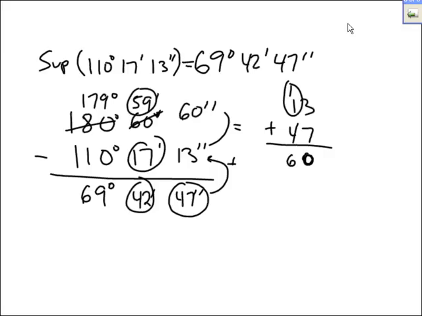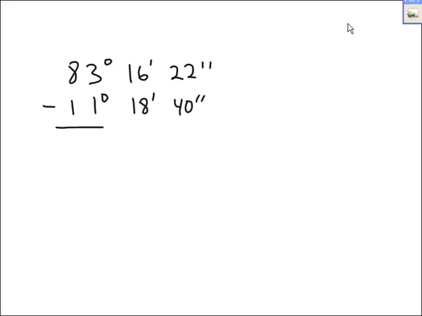At this point, just want to do a straight subtraction problem. Not supplements, not complements, just straight subtraction. If you have 83 degrees, 16 minutes, 22 seconds, and somebody asks you to take away 11 degrees, 18 minutes, and 40 seconds, how would you do that? Well, you can't take 40 from 22, so you have to borrow.